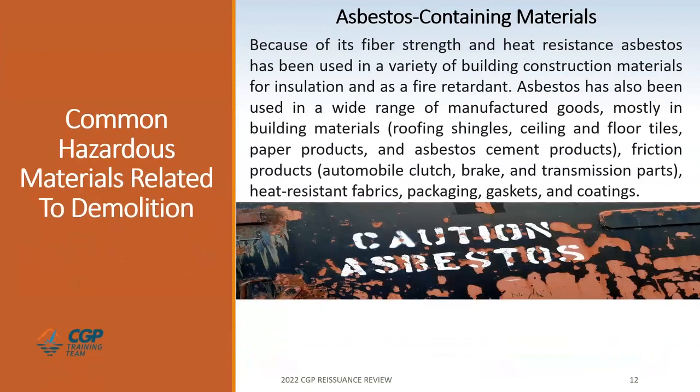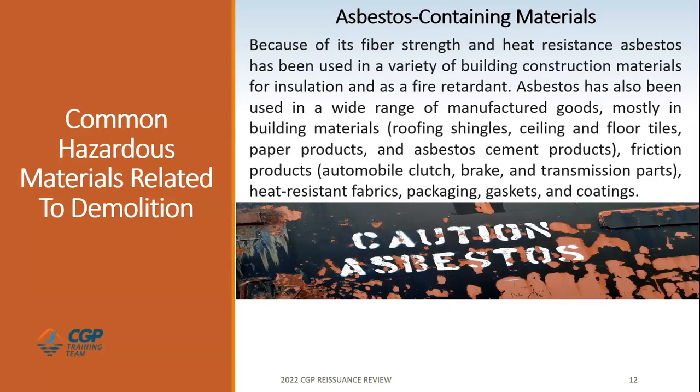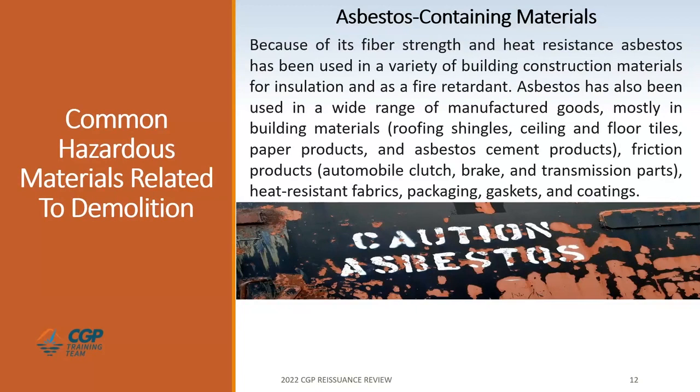There are four common hazardous waste materials that you may encounter during demolition. The first being asbestos. During demolition, projects containing asbestos usually have a higher fiber strength and higher heat resistance. Prior to 1977, asbestos was commonly used in building and construction materials and in a variety of manufactured goods. Asbestos can be found in roofing shingles, ceiling tiles, paper products, cement, automotive parts, packaging, and coatings. The areas designated for demolition should be tested for asbestos, especially for structures that existed prior to 1977.